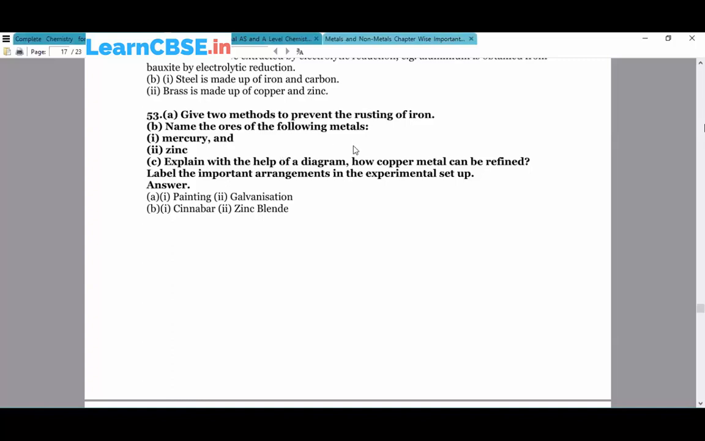Name the ores of the following metals. Mercury, it is cinnabar. Zinc, zinc blende is the ore. Explain with the help of a diagram how copper metal can be refined. Label the important arrangements in the experimental setup.